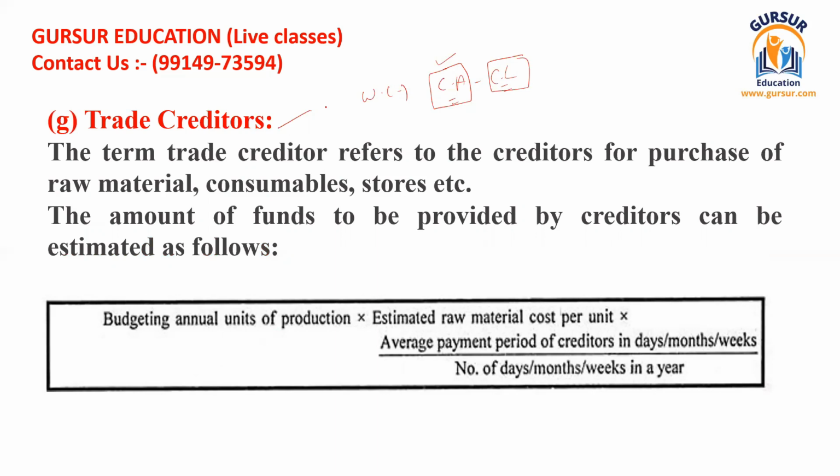So first of all, trade creditors. How will their value be calculated? This is the formula: budgeted annual units of production, again suppose 5,000 units, then estimated raw material cost per unit, suppose 6 rupees per unit, multiplied by average payment period of a creditor in days, months or weeks, suppose 3 months, then divided by the total number of months in a year, which is 12 months. When you solve this equation, you get the value of the trade creditors for the current period of your company.